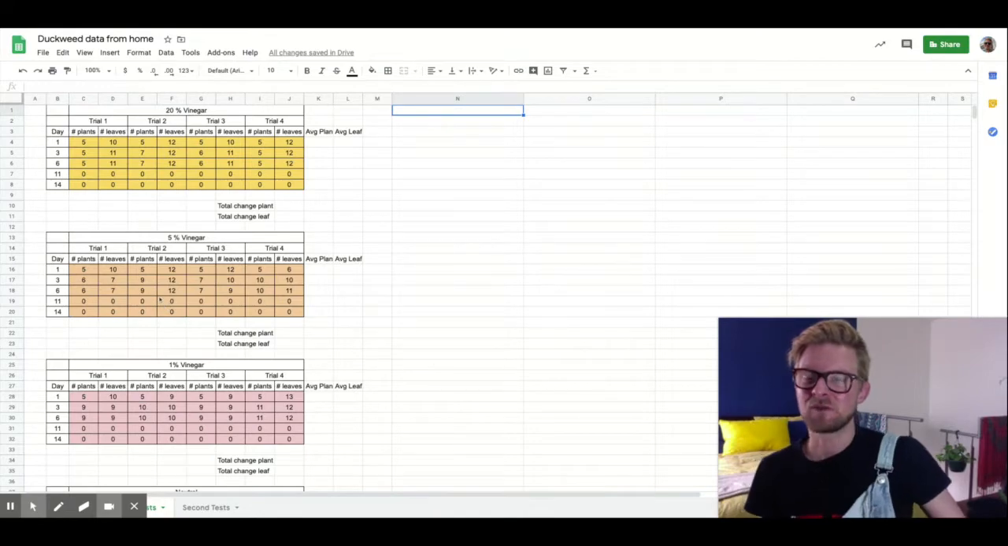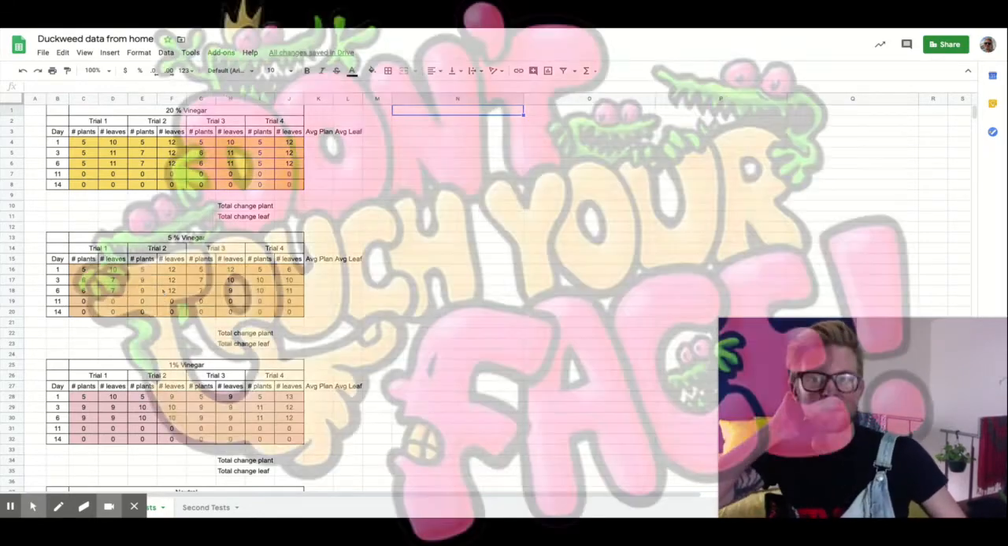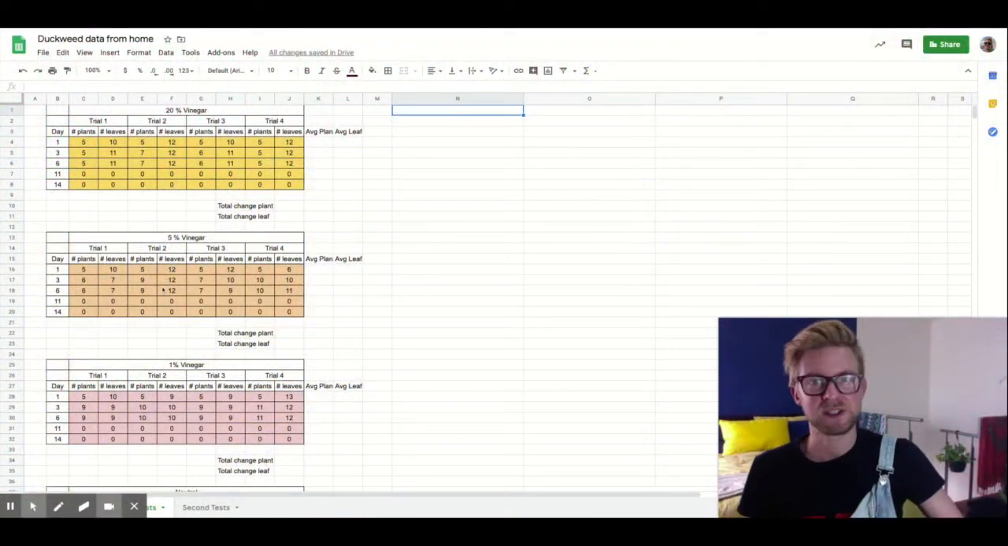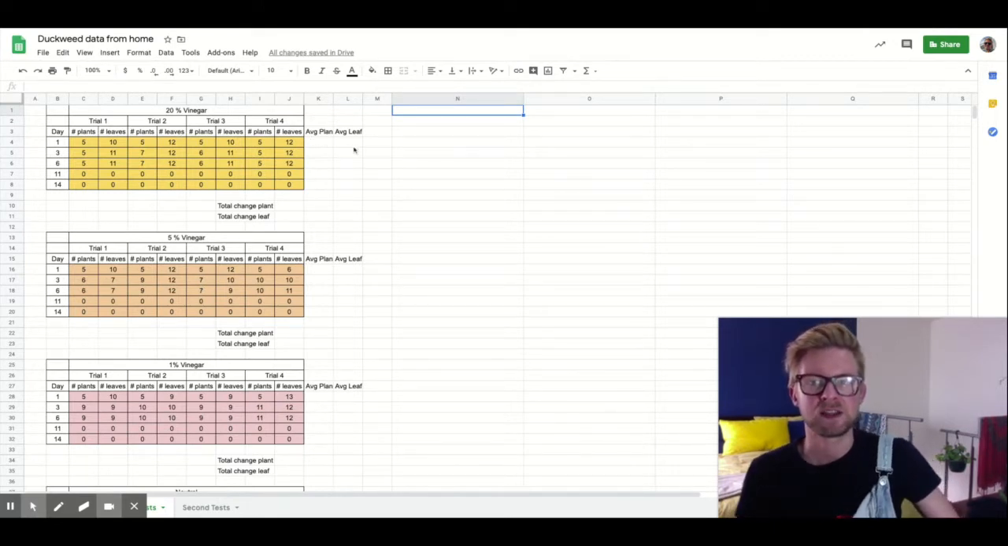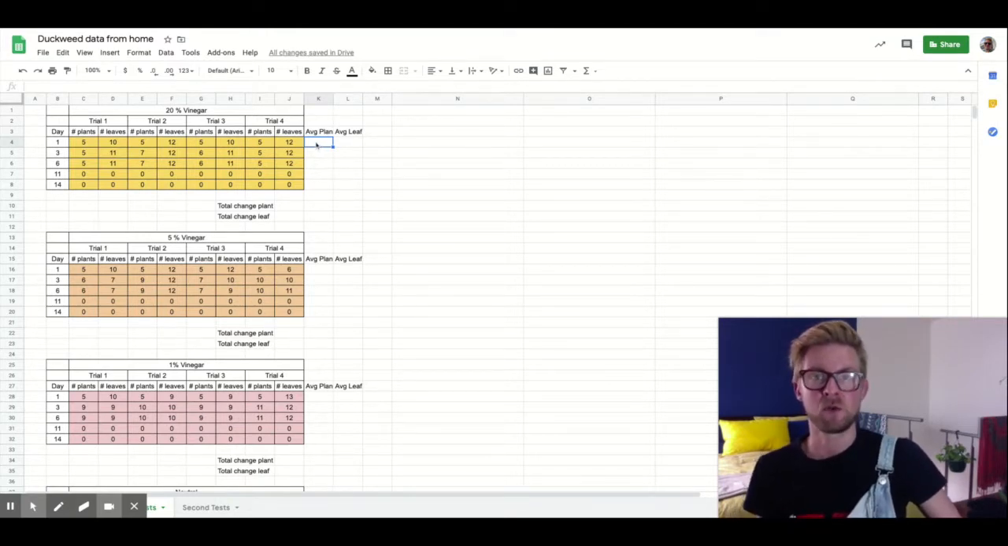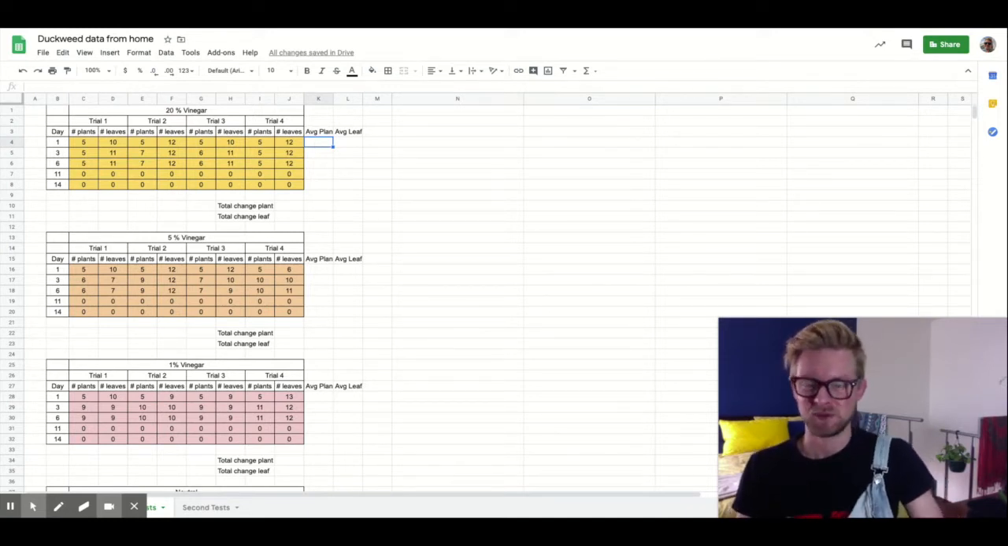First, I want to start off with doing some calculations for the, oops, sorry, I wasn't supposed to touch my head. It's coronavirus time. To do the average number of leaves and plants in the different trials of the experiment. What I want to do first is calculate an average number of plants and leaves within the concentrations for the different days, and we'll do some playing around with that in a short bit.